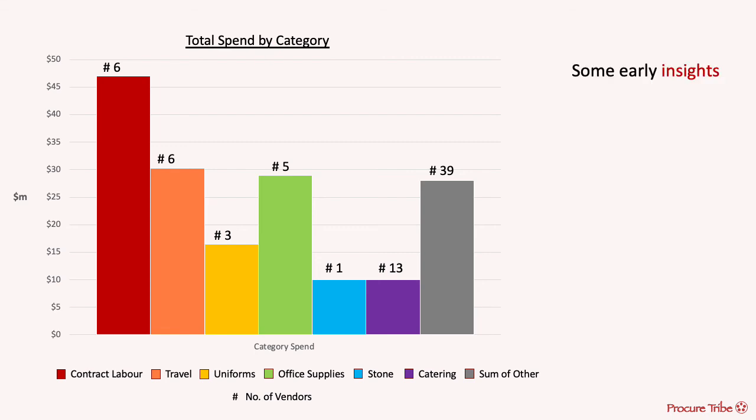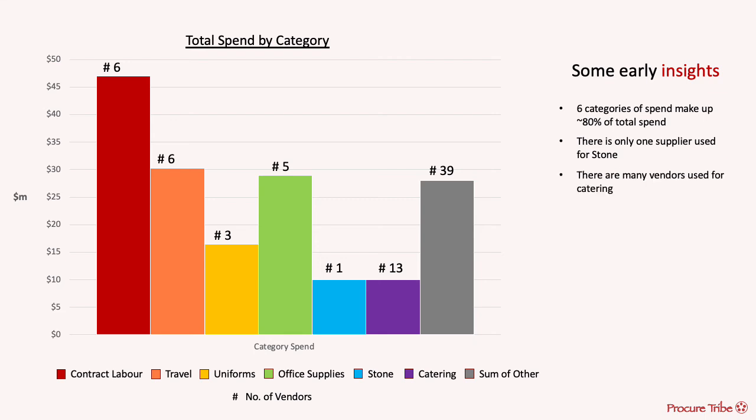Some early insights include: 6 categories make up 80% of the spend. We only have one supplier for stone, many suppliers providing catering, and a tail of 39 vendors. This is a view for the whole business. Let's splice the data and take a look at the category spend by operating unit.